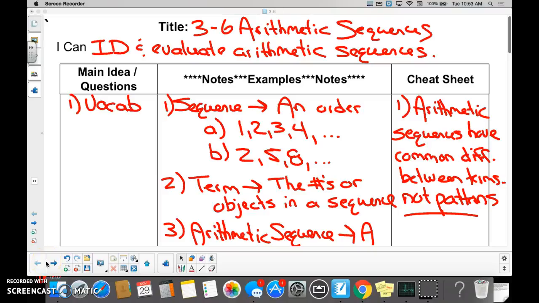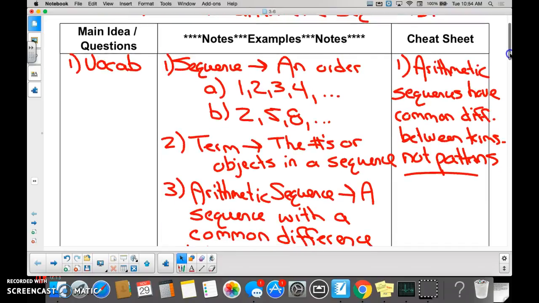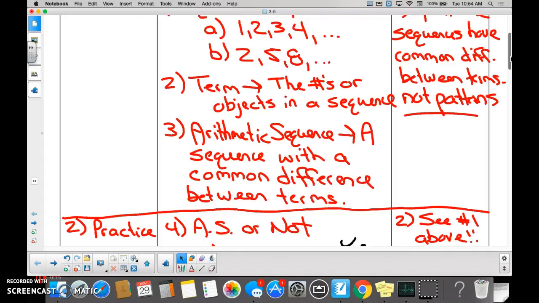3-6 arithmetic sequences. I can identify and evaluate arithmetic sequences. All right, cool. So a sequence would be an order. Term would be the numbers or objects in a sequence, and an arithmetic sequence is an order in which you have a common difference. Common difference means you have the same difference between each of the terms.